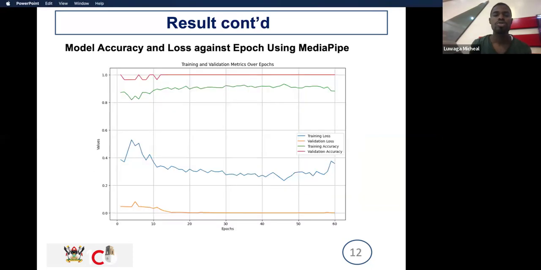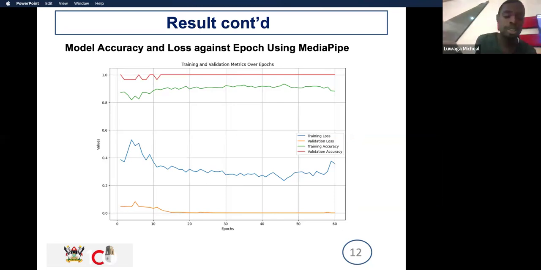When we fed these features into the model, the accuracies were high compared to the losses, which are also low, meaning that our model was able to learn and perform well as expected.